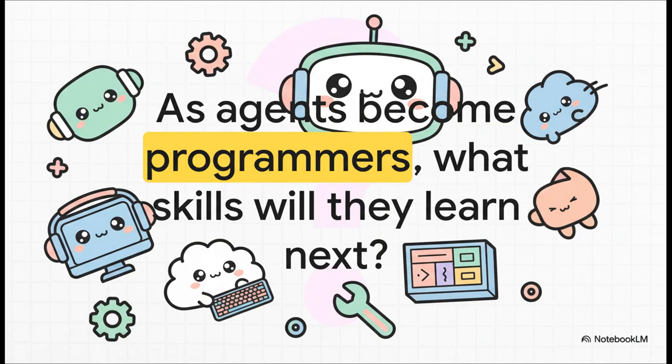And that leaves us with one last thing to think about. We've just taught our AI agents how to write their own code to solve problems. As they start to build and save these new skills for themselves, what incredible new things will they teach themselves to do tomorrow?